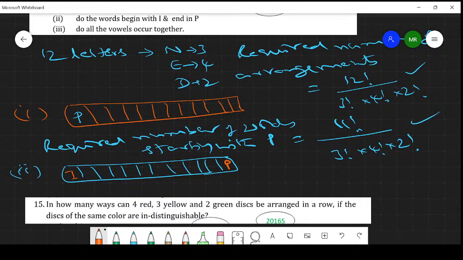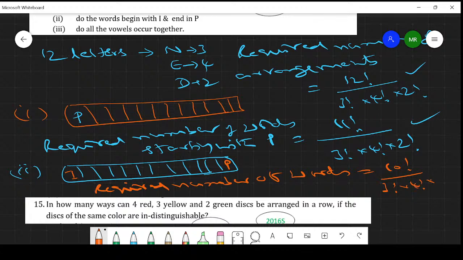Now I can write the required number of arrangements equal to, required number of arrangements in this situation. We have 10 places, 10 factorial divided by the repetition, same thing, 3 factorial into 4 factorial into 2 factorial. That will be our answer.